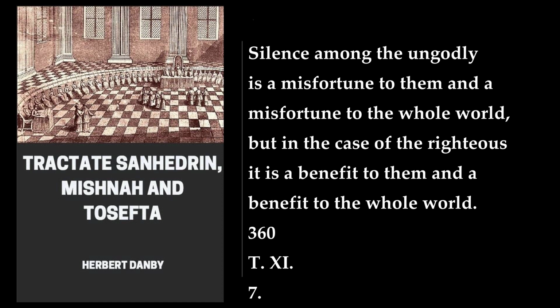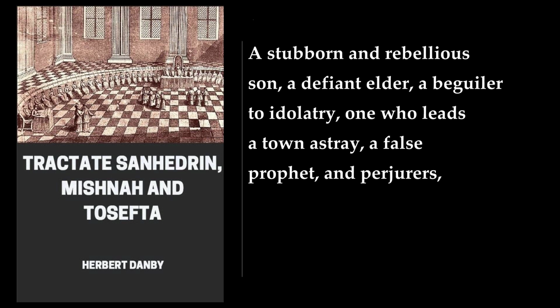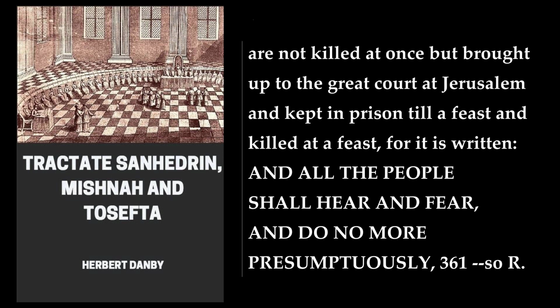360. T. 11. 7. A stubborn and rebellious son, a defiant elder, a beguiler to idolatry, one who leads a town astray, a false prophet, and perjurers are not killed at once but brought up to the great court at Jerusalem and kept in prison till a feast and killed at a feast, for it is written, "and all the people shall hear and fear, and do no more presumptuously." 361.